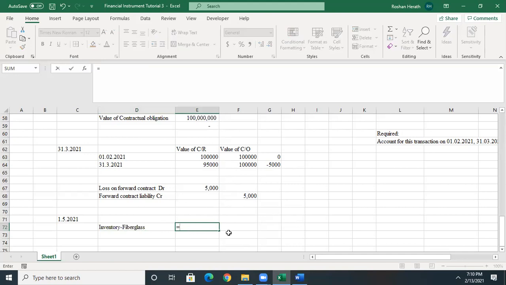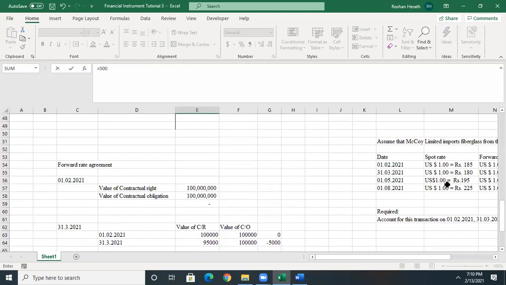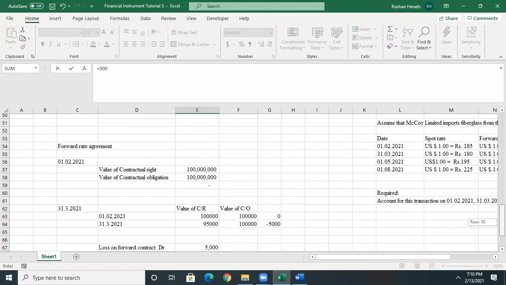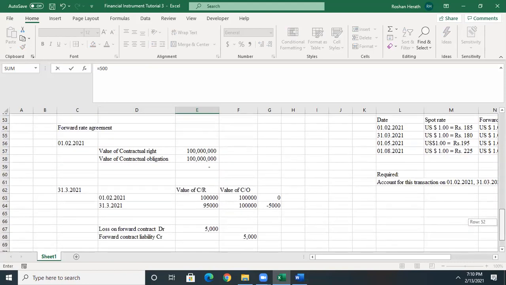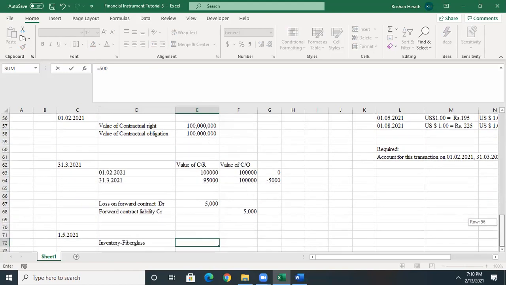So what is the value of that? It's $500,000. Let me take the figures in thousands. On that date, what is the spot rate? Right now, we are going to recognize the asset denominated in the foreign currency. So on the spot, you have to use the spot rate. It's 500 into the spot rate at 1st of May 2021. How much is it? It's 195.